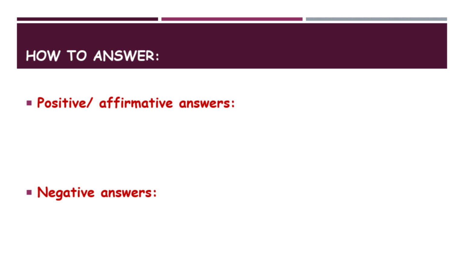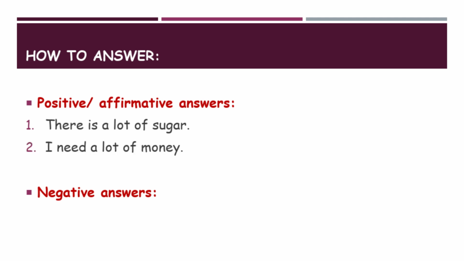So if you want to answer in a positive way, we can say there is a lot of sugar, okay? I need a lot of money. Number 3, there is a lot of butter. Again, here you can see that the verb to be is conjugated in its singular form because the words sugar, money, and butter are uncountable nouns. They do not have a plural form. Yes? Now let's go and see the negative answers.